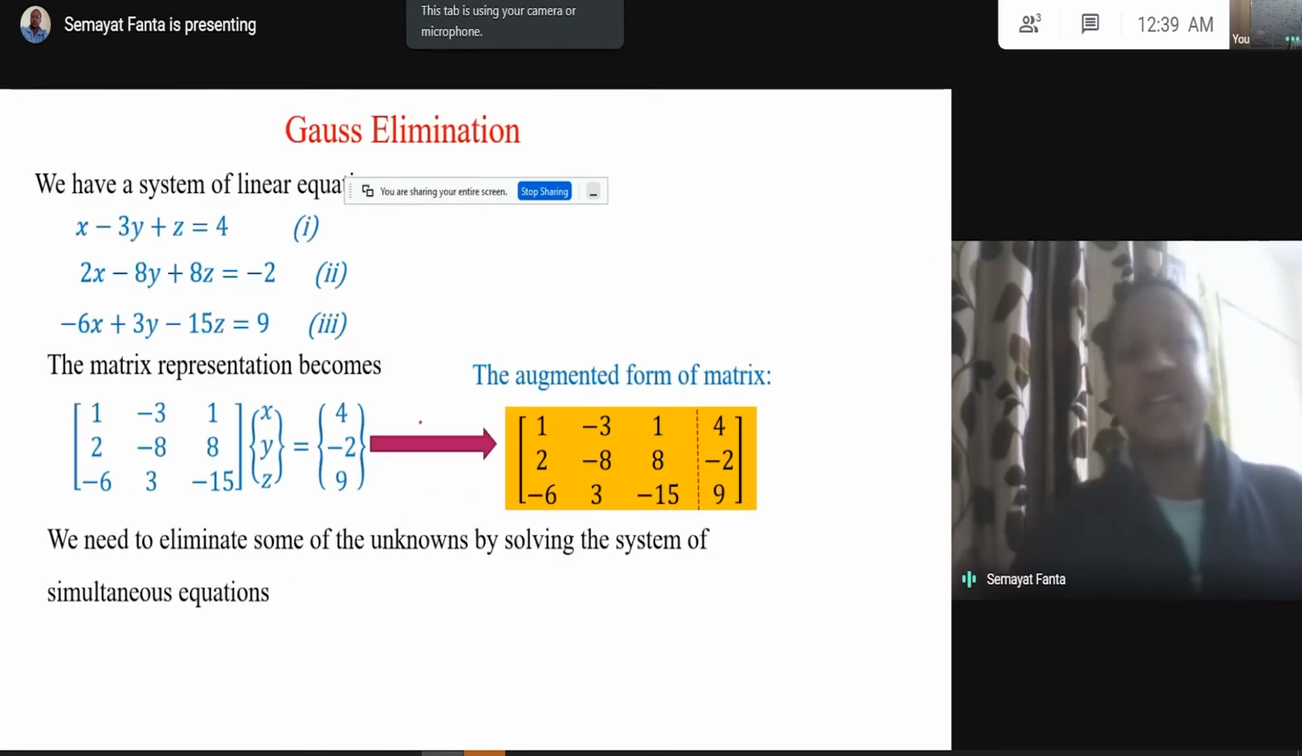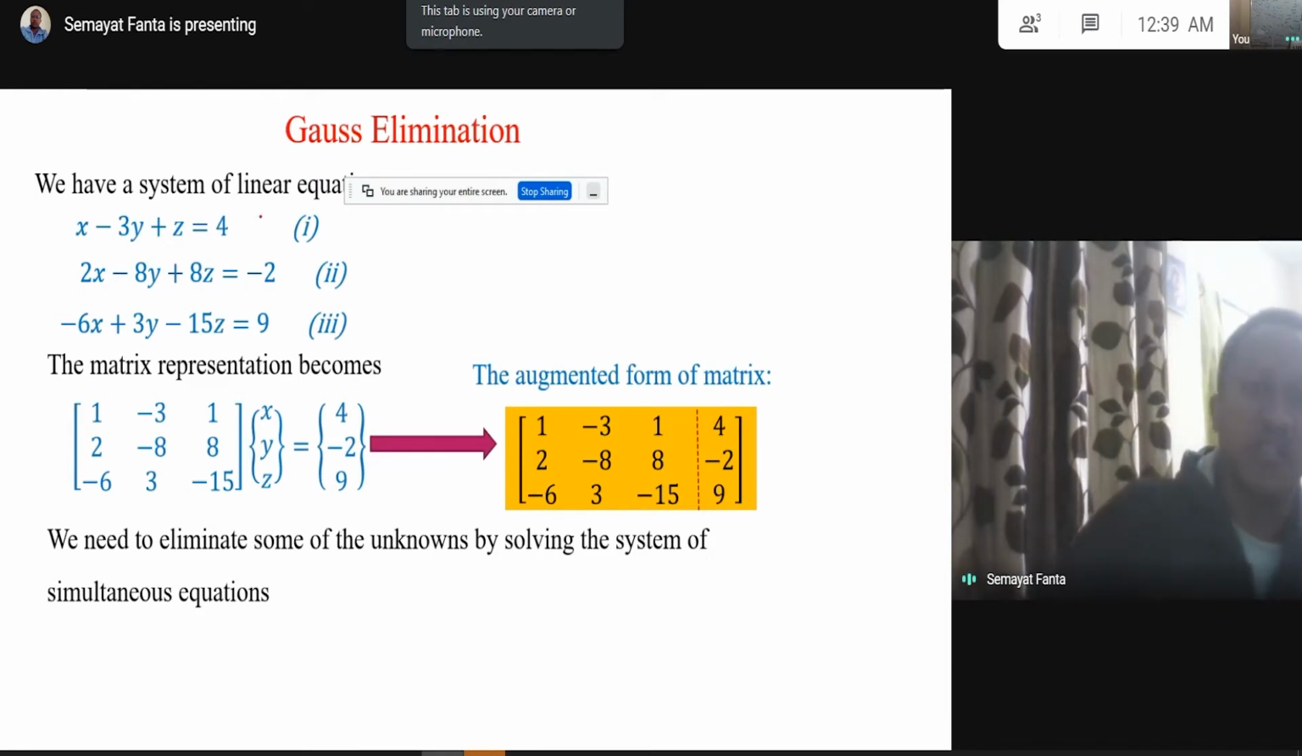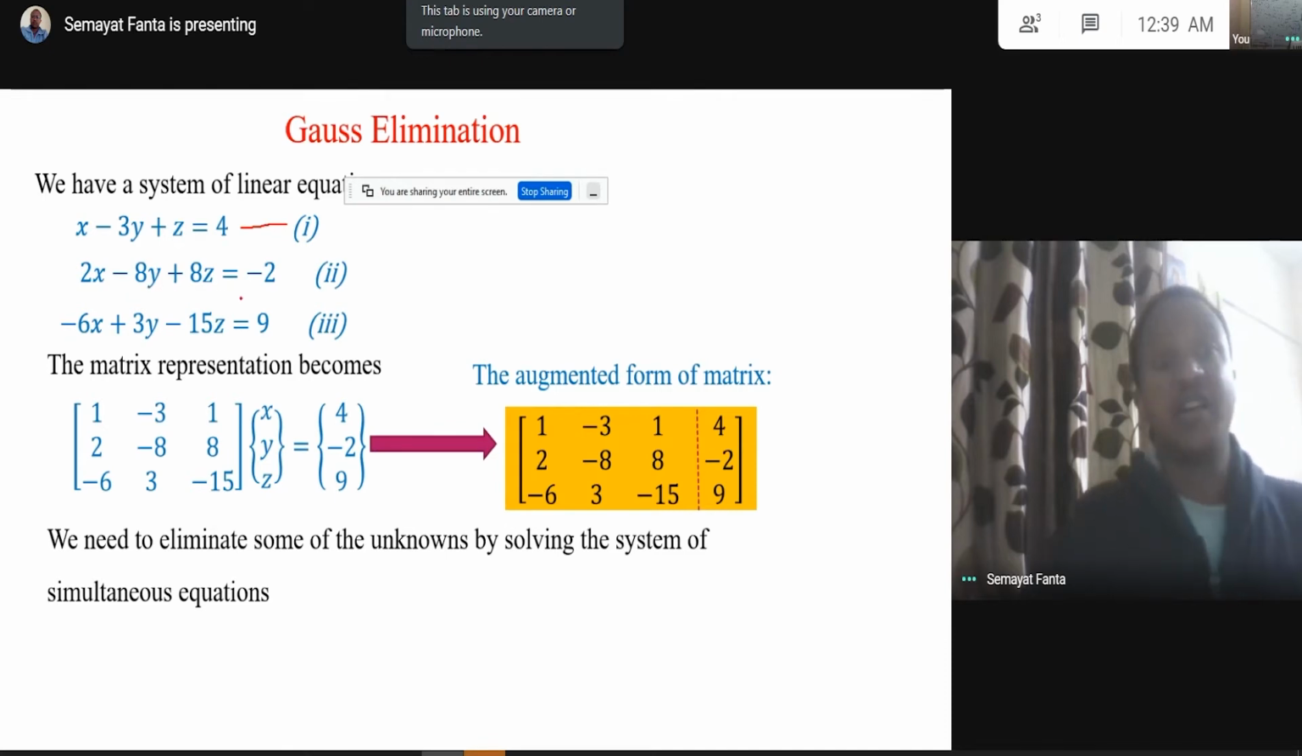For that, let's take a simple example of three linear independent equations. Equation number 1, equation number 2, equation number 3. Equation 1: x minus 3y plus z is equal to 4. Equation 2: 2x minus 8y plus 8z is equal to minus 2. And equation 3: minus 6x plus 3y minus 15z is equal to 19.